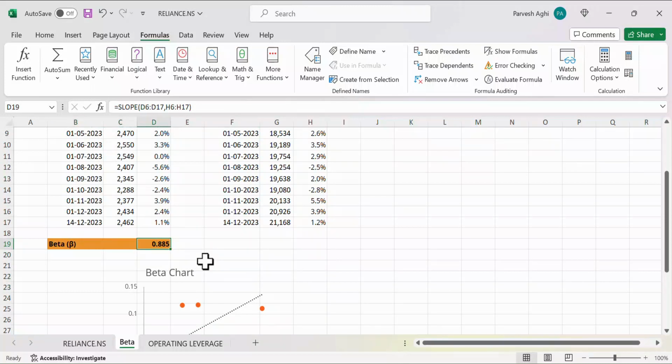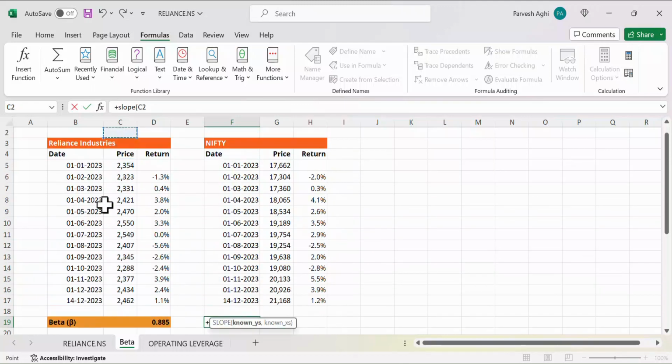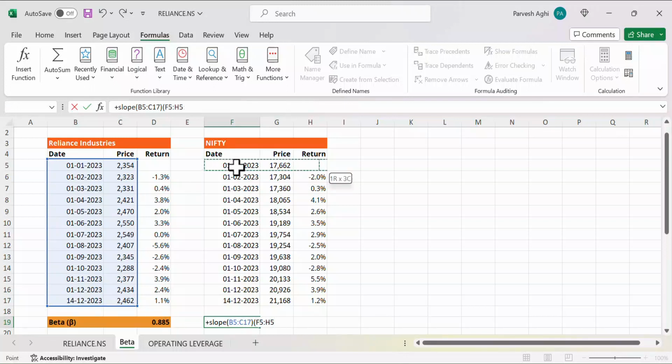ओके, तो हमने क्या करा, स्लोप निकाला. स्लोप कितना आया? 0.885. ये फिगर आ गई 0.885. दिस इज द बीटा ऑफ रिलायंस. कैसे निकला? अब मैं यहां पर प्लस करके स्लोप कर देता हूं. ओके, और ब्रैकेट क्लोज करता हूं और ये सब फिगर ले लेता हूं. ये फिगर ली और ब्रैकेट क्लोज कर दी और फिर ब्रैकेट ओपन करी और ये फिगर मैंने निफ्टी की भी ले ली.